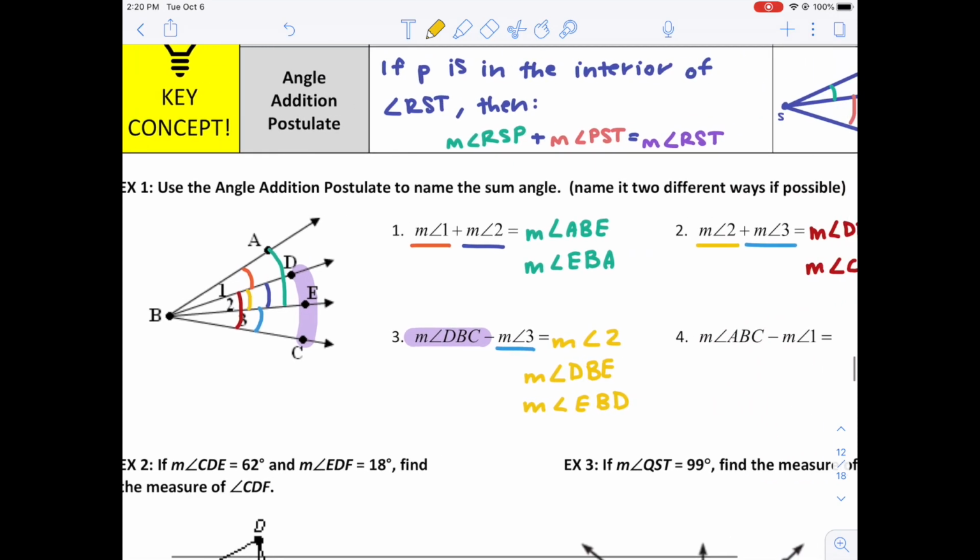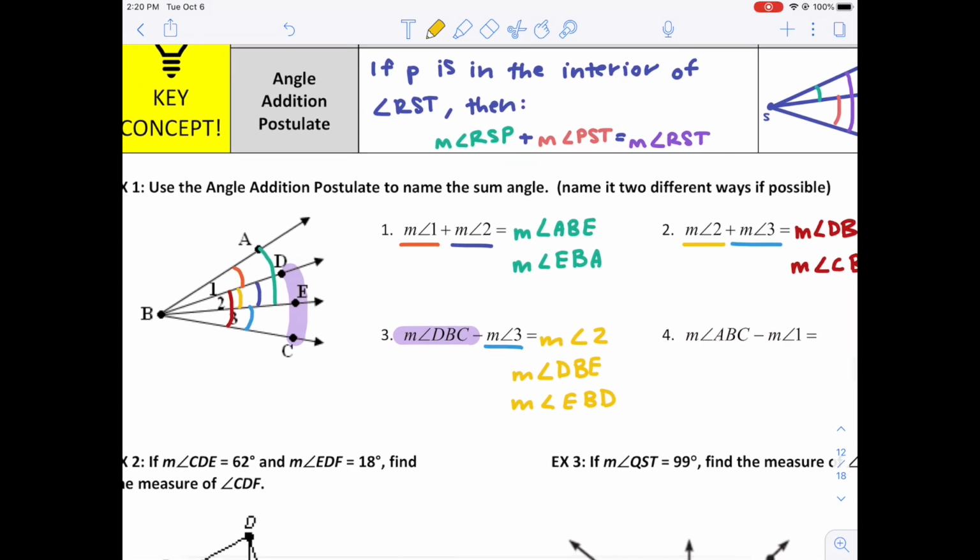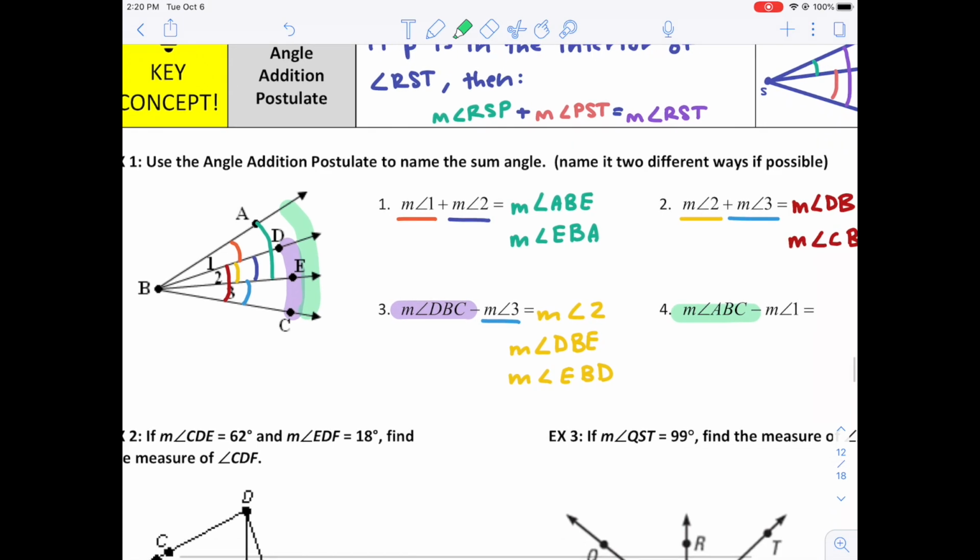Lastly, it says measure of angle ABC minus angle 1. So again, let me go to my highlighter. I'll do it in bright green. So ABC is actually this entire picture. ABC is this entire angle. And I want to remove angle 1, which is currently in orange, so I'll leave it orange. So I'm taking that whole green angle and I'm removing just the orange part.